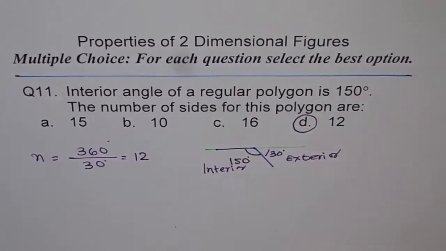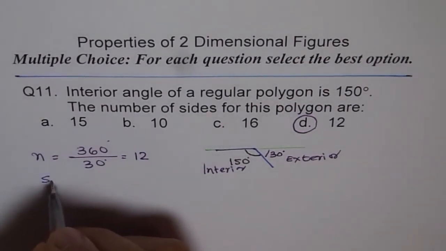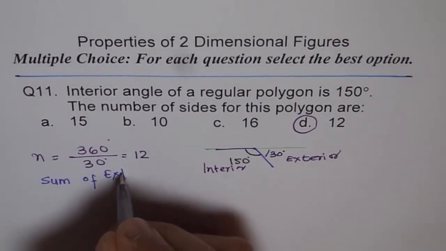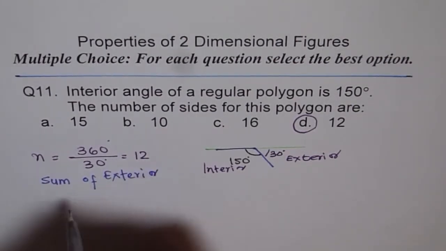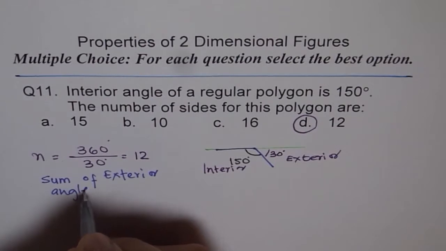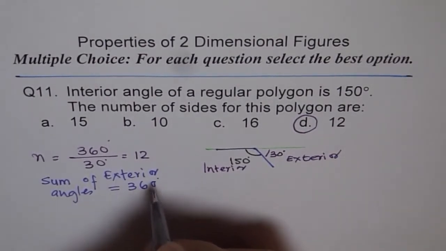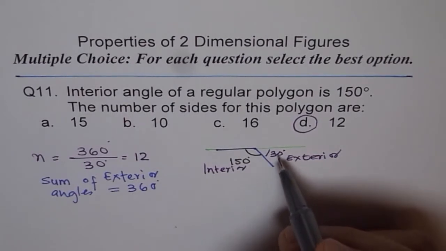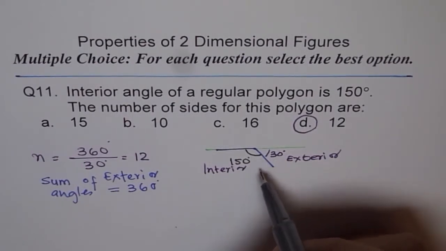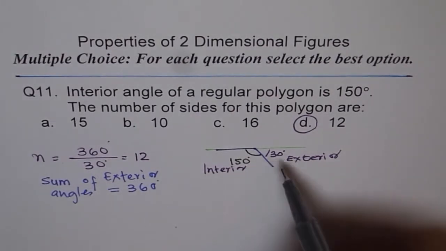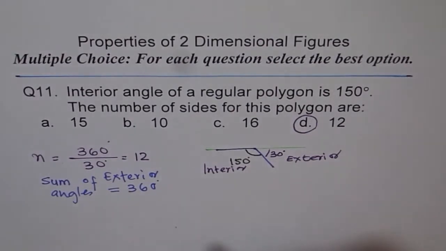So that is a general formula. You should remember from here that sum of exterior angles is how much? Sum of exterior angles equals 360 degrees, right? So the trick here is to find out the exterior angle, right? And then from there, you can find number of sides. So this is a much easier way than any other method.